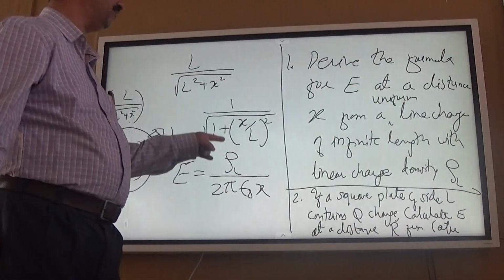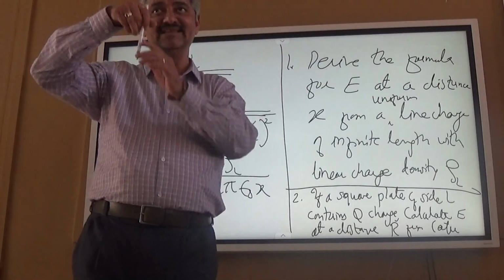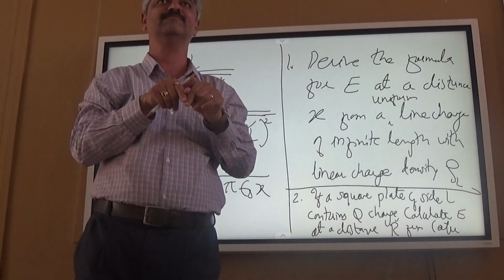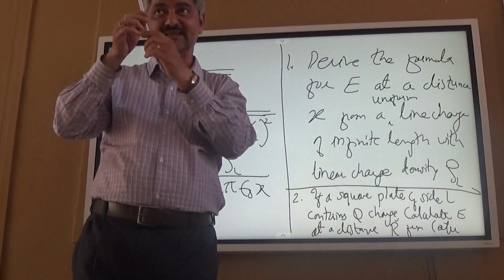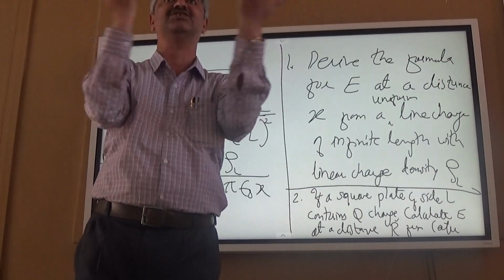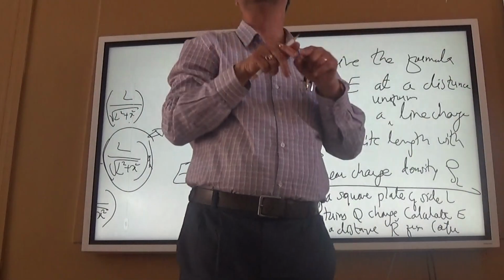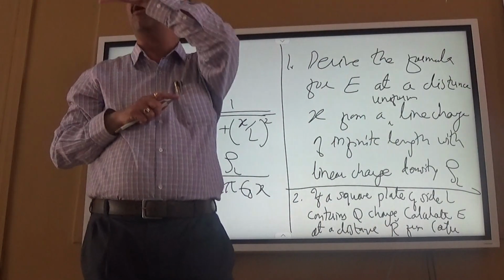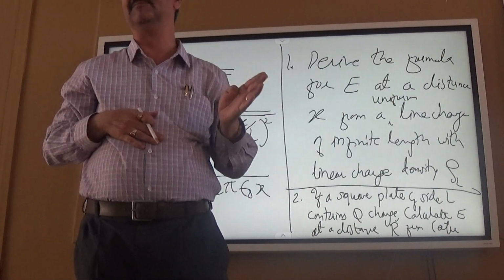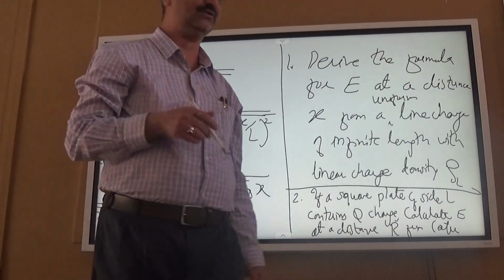If a square plate of side L contains Q charge, now we have taken a plate, not a point charge. The plate contains total charge Q. We learned point charge, Coulomb, then moved to line charge. Where do we come to now? Surface charge. A square plate of length L, so the area is L square. It contains some charge Q. So the surface charge density is Q upon L square. Then what to do? So try to find it out.